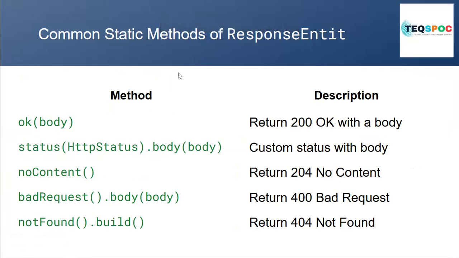Common static methods of ResponseEntity: ok, where we pass the body, will return 200 with a success message inside the body. Then status equal to HttpStatus, dot body, that is a custom status with a body. Then noContent, badRequest with a body returns 400 bad request, and notFound returns 404 not found. Those are the different types of methods. You can look at these methods, search and practice more about them.